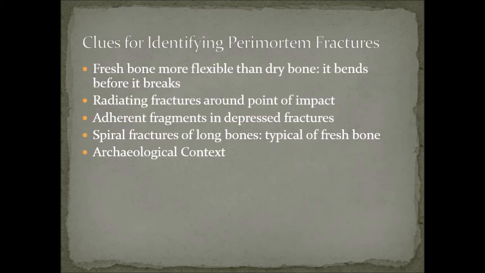Okay? Clues for identifying perimortem fractures. First of all, the fresh bone is more flexible than dry bone. It bends before it breaks. Radiating fractures fracture around the point of impact and go outward. They radiate out in relatively straight lines. Adherent fragments, okay, and spiral fractures of long bones are typical of fresh bone. We saw a spiral fracture when we were looking at the grenade thrower fracture. That is a fracture that happens because of a twisting motion. And you'll see it goes in a spiral, like a corkscrew around the bone.